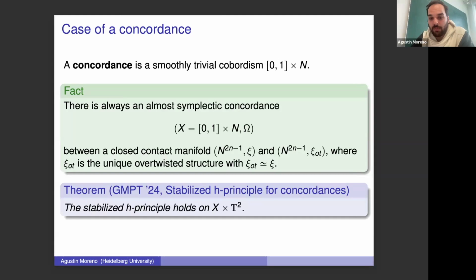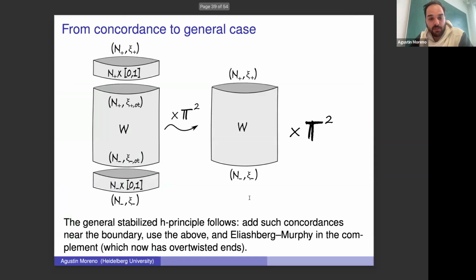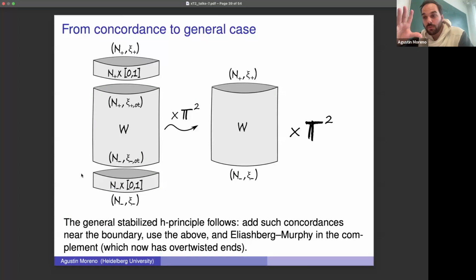So the main result follows from the version for concordances in a fairly straightforward way, again, similarly as before. This is the picture. You start with some cobordism W, and it has some contact structures at the boundary. And what I can do is, up to homotopy of the almost symplectic form, arrange the existence of collar neighborhoods near the boundary on which the contact structure becomes overtwisted.